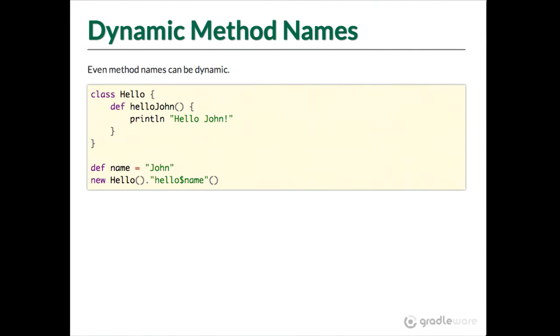Even method name invocations can be dynamic. So I have a class here called hello. It has a method called helloJohn, which says hello to John. But here I've set up a variable called John. And when I called the method, I used interpolation using that variable to call the method. So you can imagine that allows some very dynamic sort of behavior. And of course, if I set this to a different name, it would call a different method or end up on method missing.